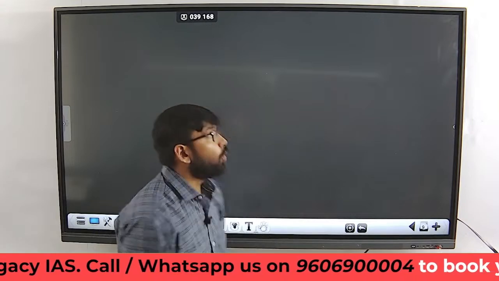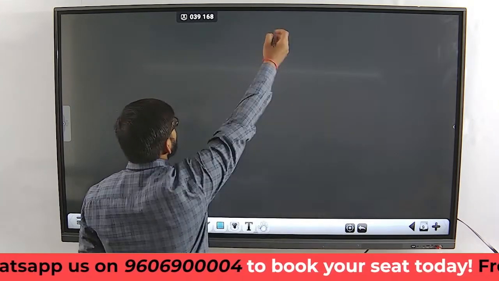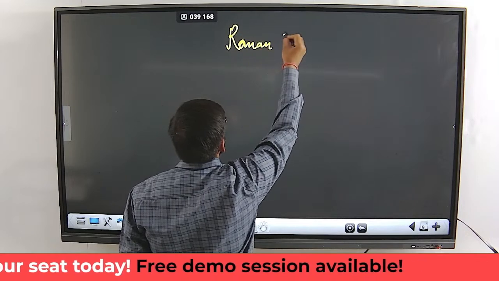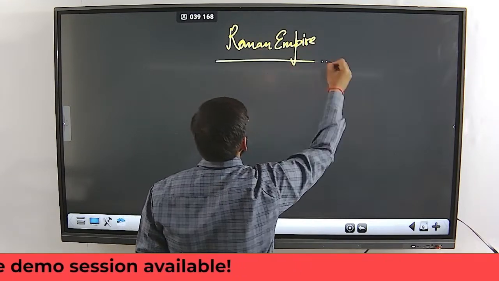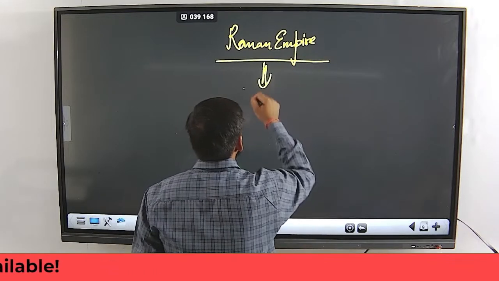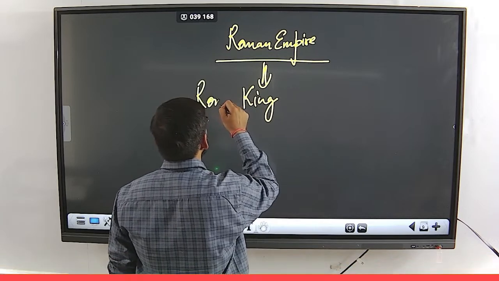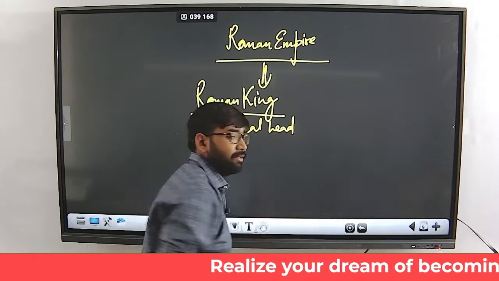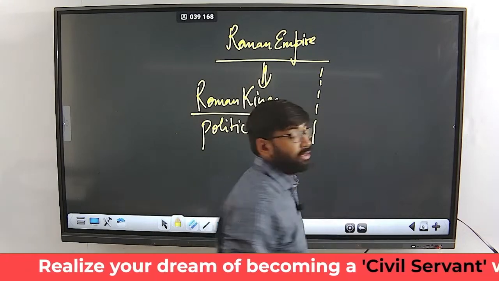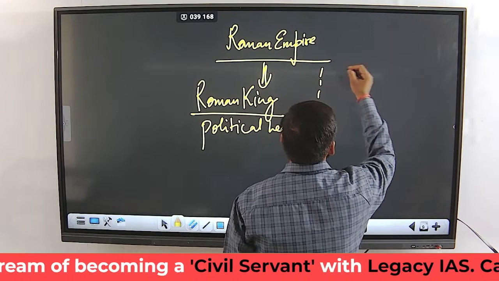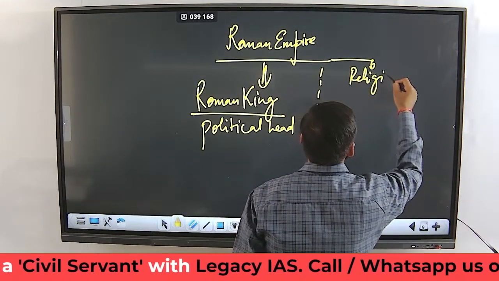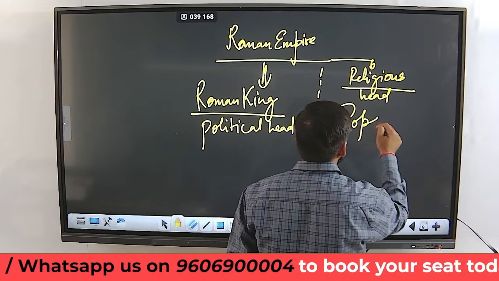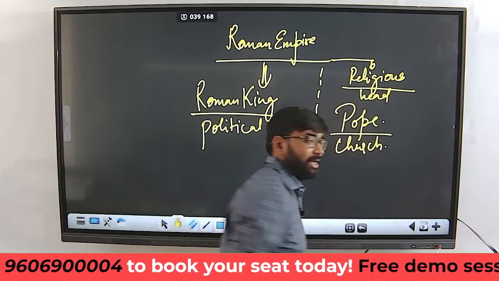Getting my point? So now you will see that a new authority will be formed. So now Roman Empire was there. Who is the head of Roman Empire? King, Roman king. Roman king was the political head. On the other hand, religious head was also there. Now, who was the religious head? So, religious head was Pope, Church. Getting my point?